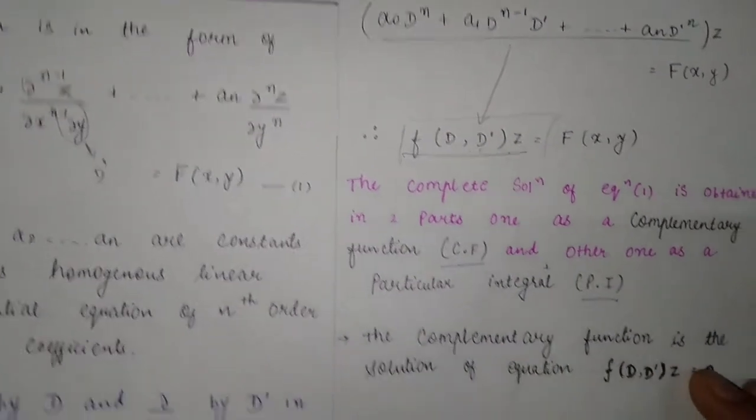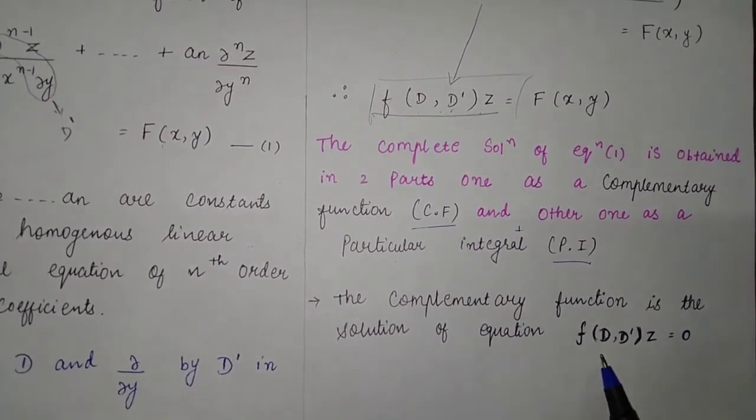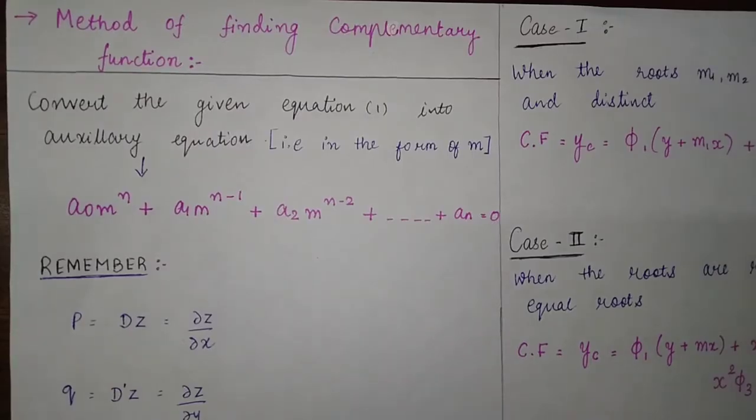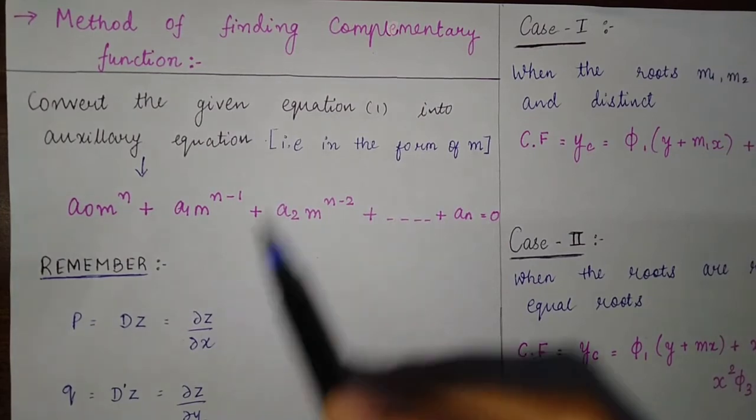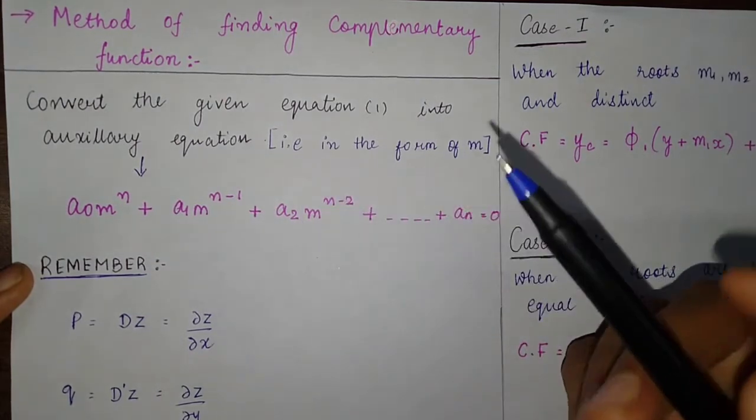Okay. And the complementary function is the solution of the equation f(D, D dash) z equal to 0. How to find the complete solution? It will be more clear to you when we will solve the examples. But just now you focus on the theory. So now we will see the method of finding the complementary function. First of all, we will study the method of finding the complementary function and then we will study the method of finding the particular integral.